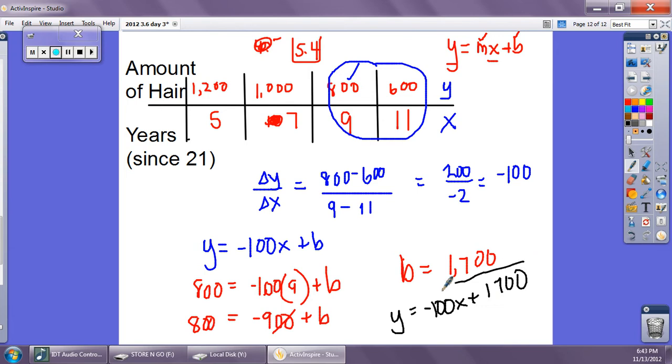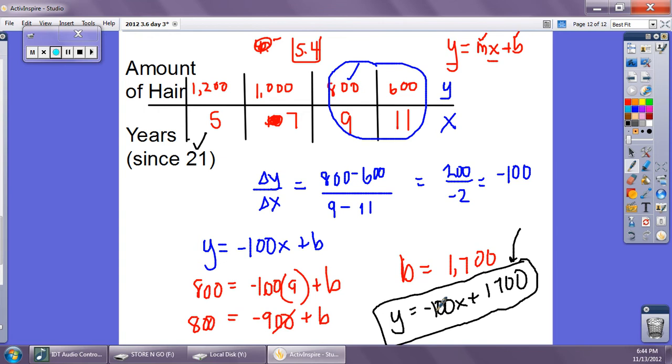And if you think about what this means, the y-intercept is when x was 0, when the number of years were 0. So in this case, since I was counting since 21, that was when I was 21. I had this much hair. But I'm losing it at a pace or a rate of negative 100 per year.